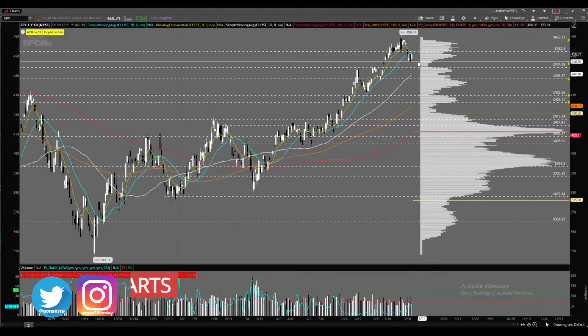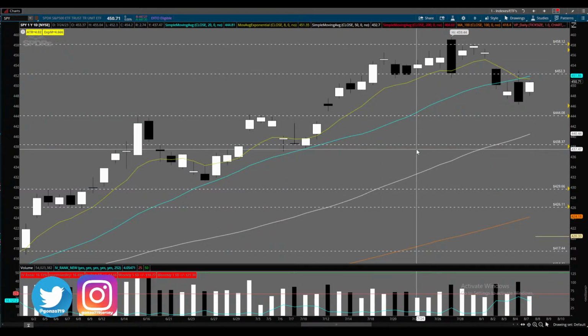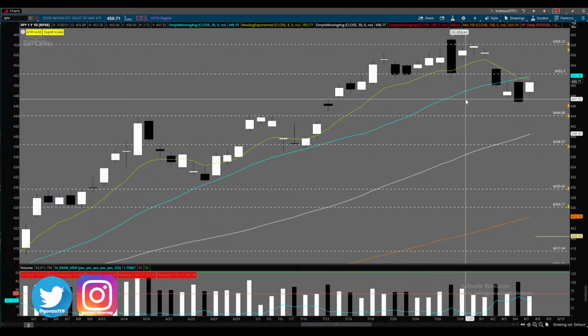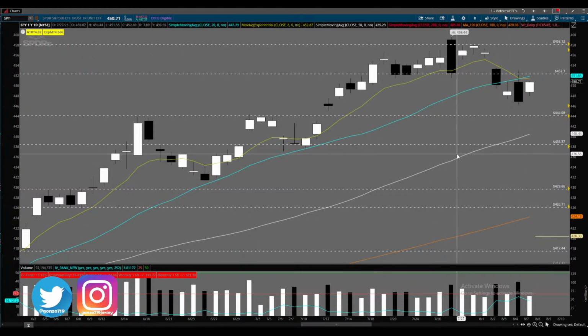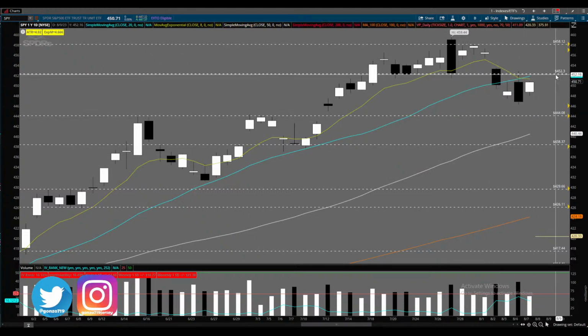Okay, let's look at the daily chart. So we are consolidating, underneath these moving averages. The 8 EMA daily and the 20 simple moving average are acting as resistance right now, as well as the 452 level.